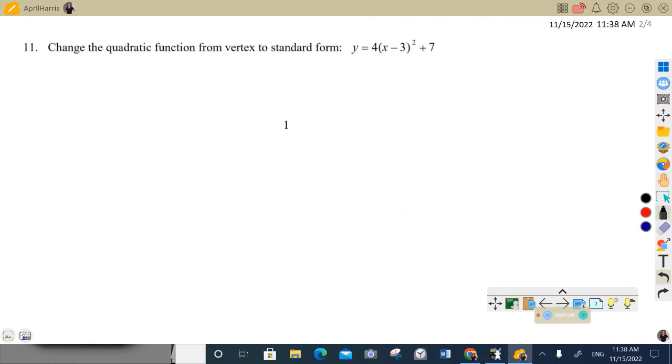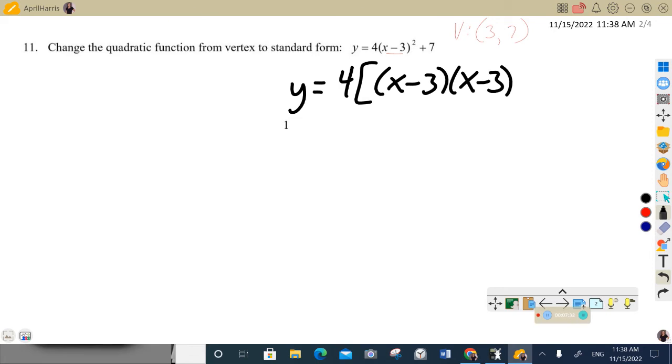Okay, question 11 wants you to change the quadratic function from vertex to standard form. Again, if you wanted to find the vertex, there will be a problem like that on the test. What's inside with x is -3, so when you bring it out, +3 is your x value of the vertex, 7 is your y. And to multiply this out, we're going to have 4 times the product of x minus 3 squared. So that's x minus 3 times an x minus 3. Don't forget the plus 7.